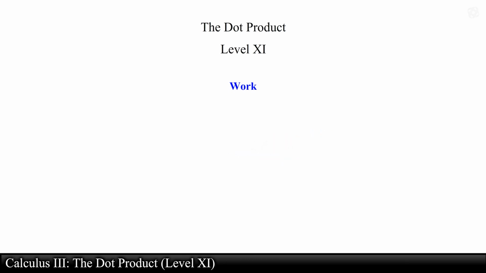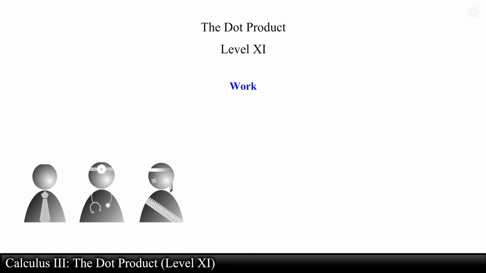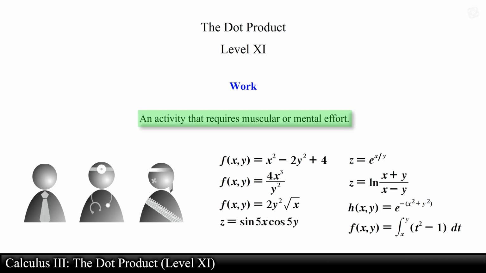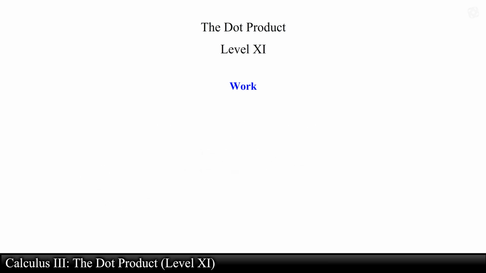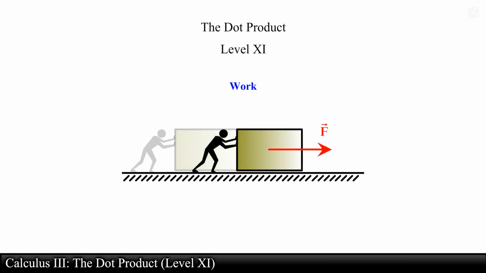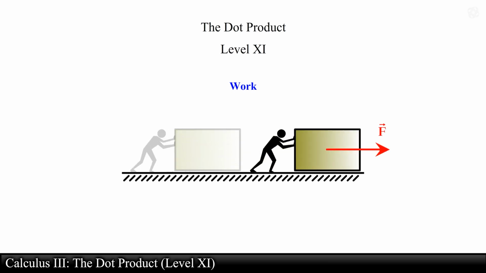When you hear the word work, you might think about your day job, or the crazy amount of problems you need to work on for your multivariable calculus course. In both cases, the word work agrees with the everyday or common meaning. In this case, an activity that requires muscular or mental effort. In physics, work has a much more precise definition. One does work by exerting a force on an object, while that object moves from one place to another. In other words, it undergoes a displacement.